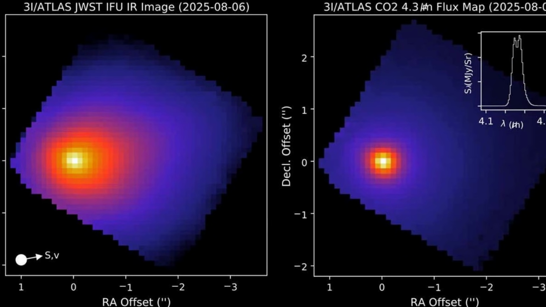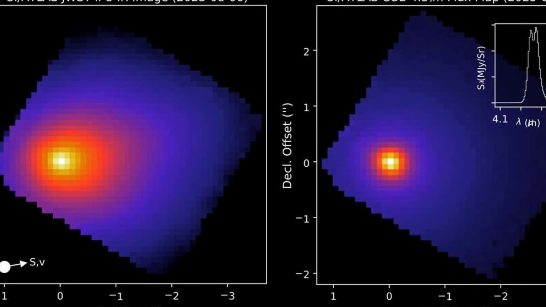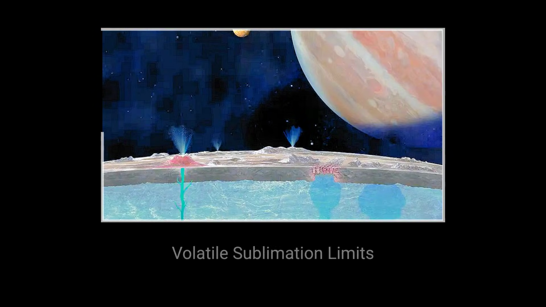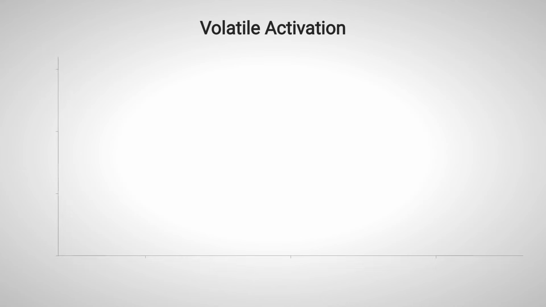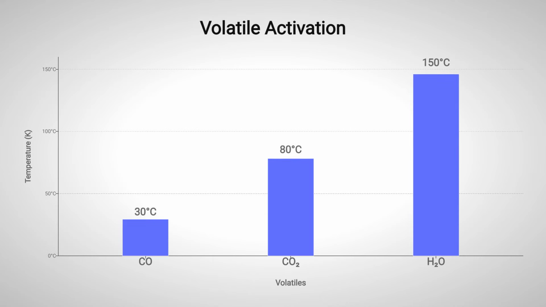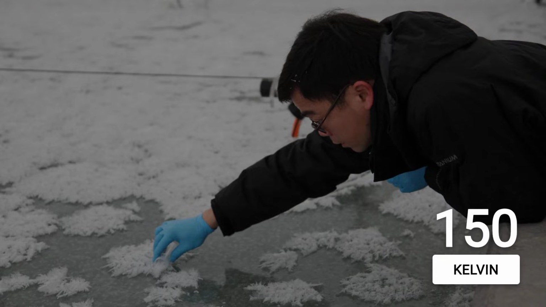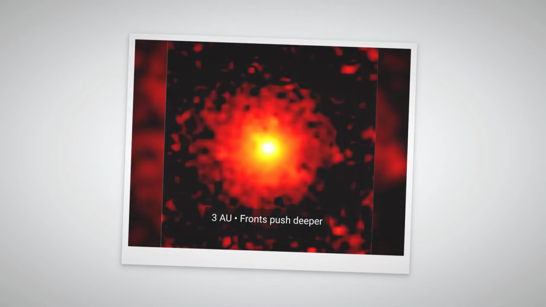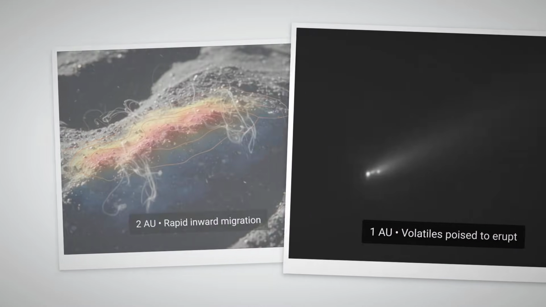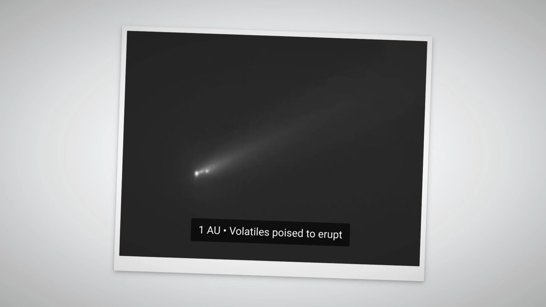Key thermal properties shape every contour on the heat map. The sublimation thresholds for the main volatiles are sharply defined. Carbon monoxide becomes active around 30 Kelvin, carbon dioxide around 80 Kelvin, and water ice only above 150 Kelvin. These temperature boundaries act as invisible lines that move through the subsurface as 3I Atlas approaches the Sun.